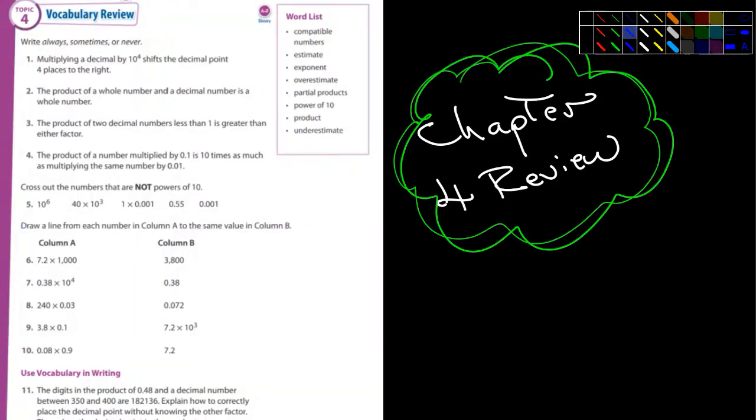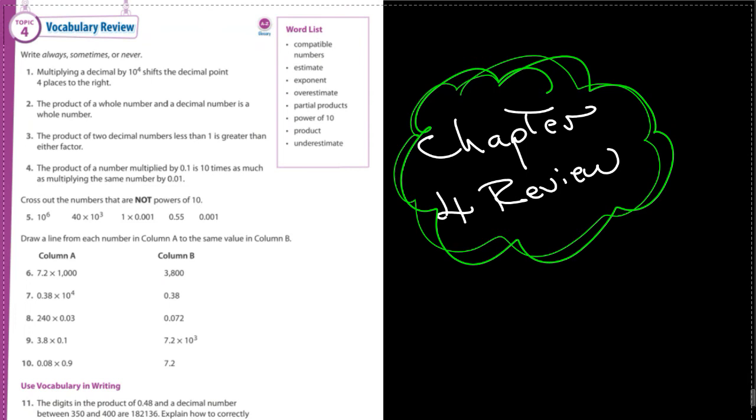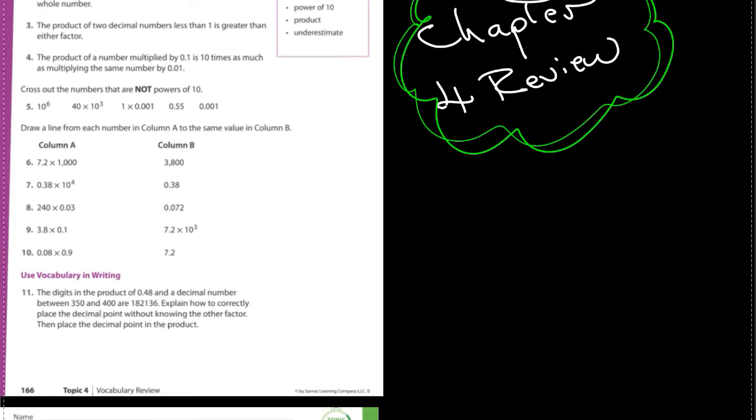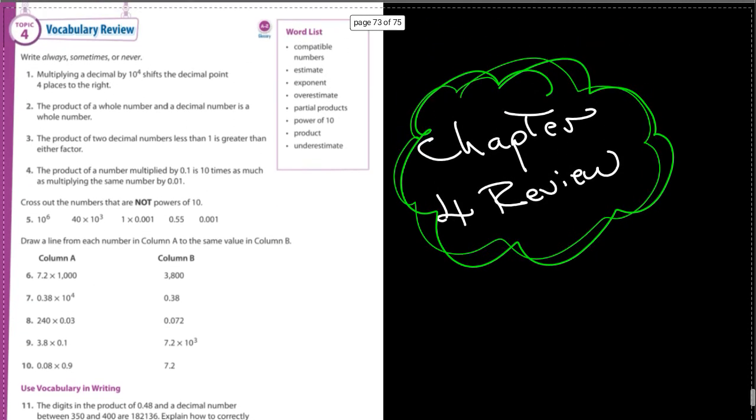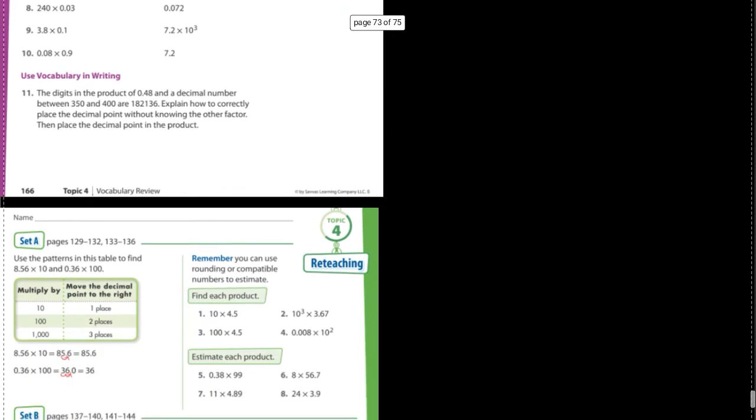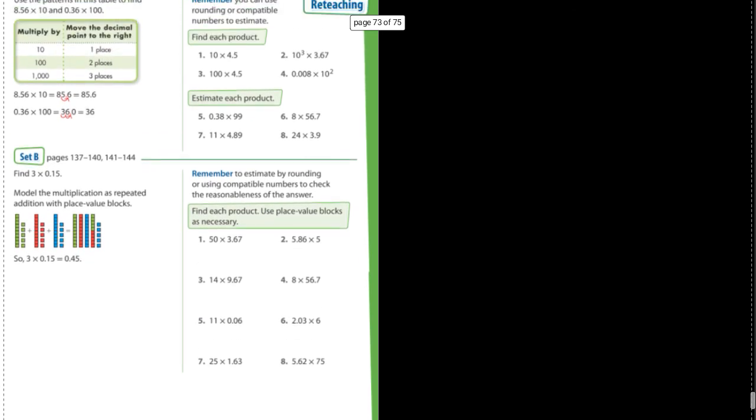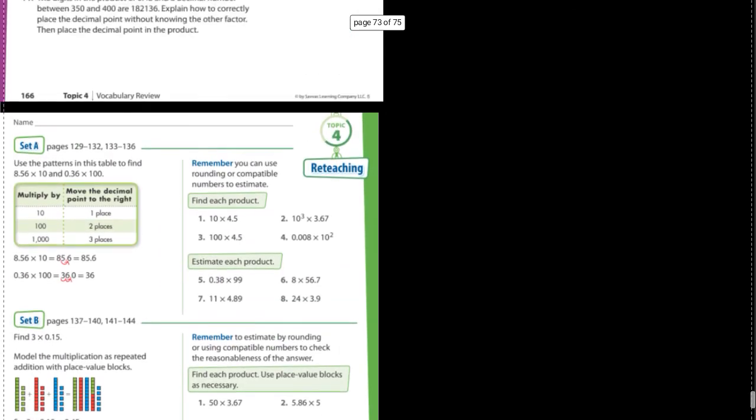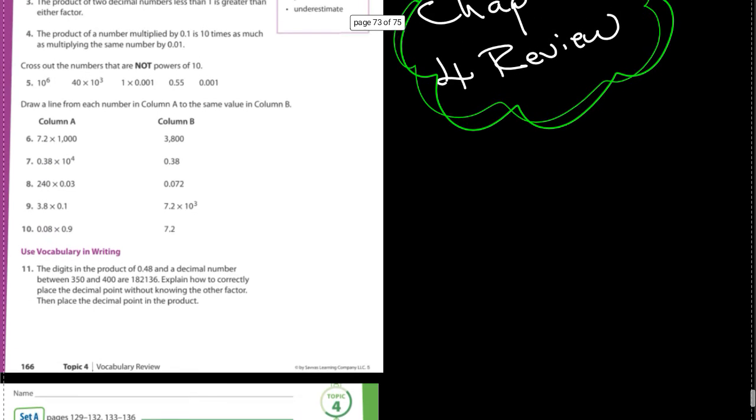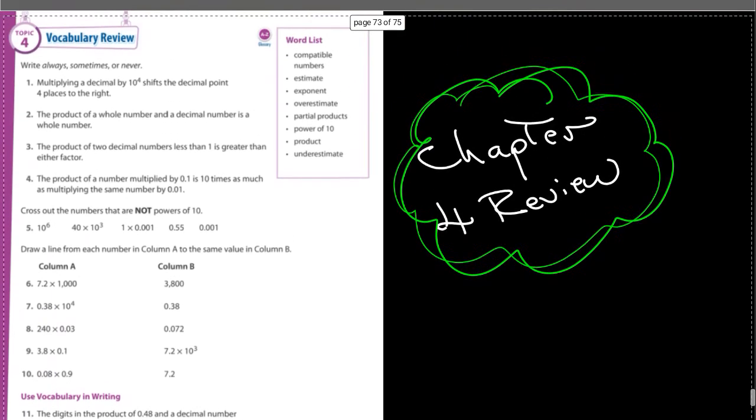Okay, this is chapter 4 review. What I want you guys to make note of here, so this is page 166, is the vocabulary review. And then the only page after that I want you to do is just set A and set B, which is the very next page, 167. So it's just those two pages. That's your only homework. Okay, just those two pages.